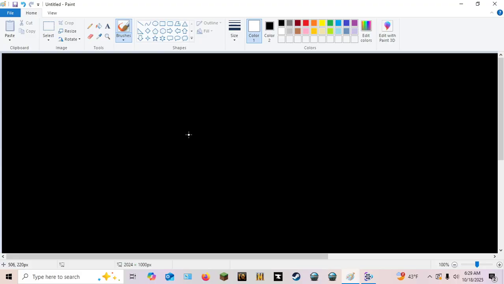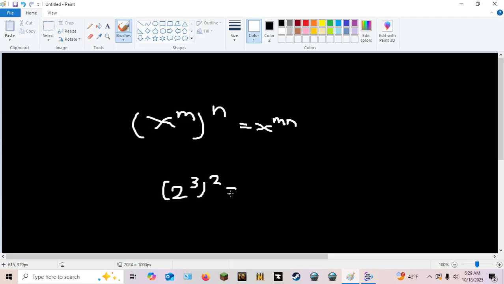Okay, let's go get back onto multiplying exponents. So x raised to the m raised to n equals x raised to the mn. So you gotta multiply those two exponents. So what is 2 cubed squared? This actually equals 2 raised to the 3 times 2, which equals 2 raised to the 6th power, okay? Which equals 64.